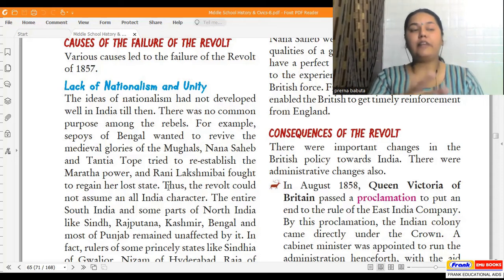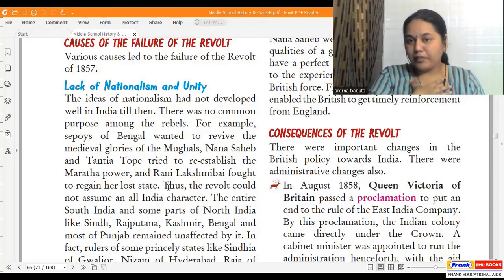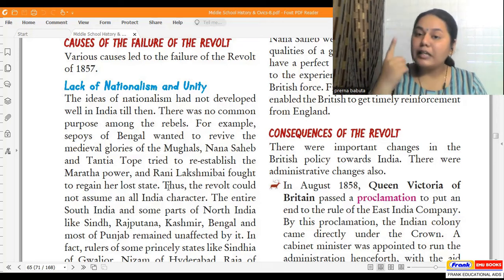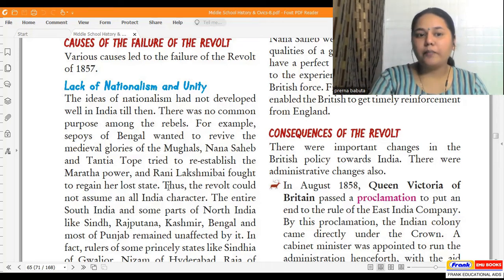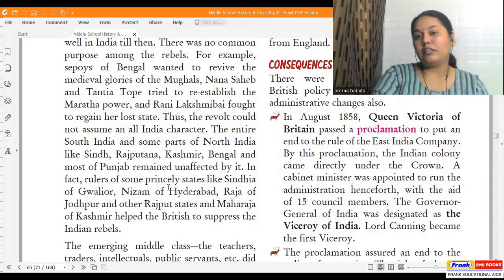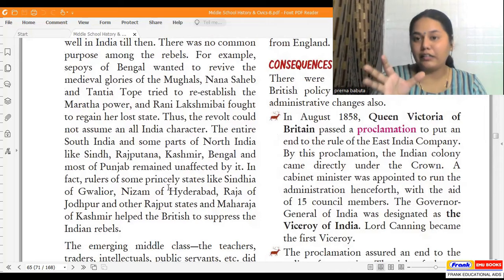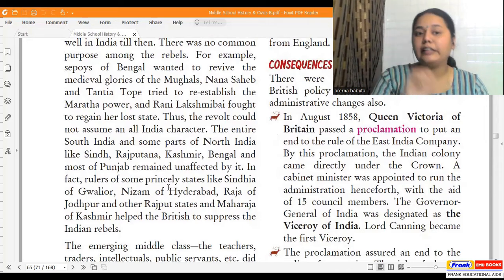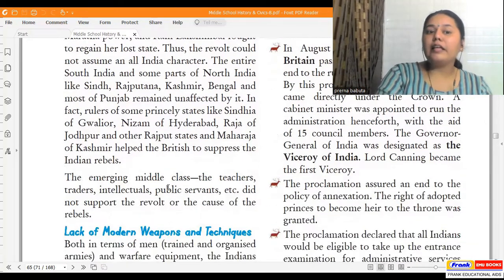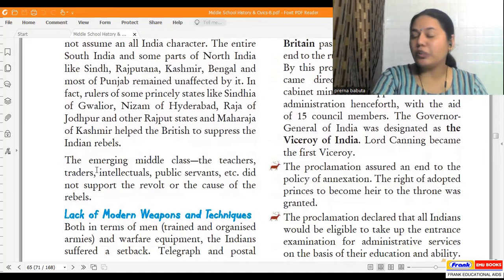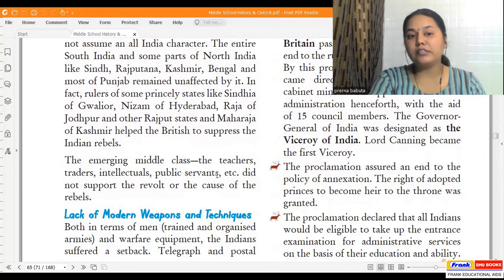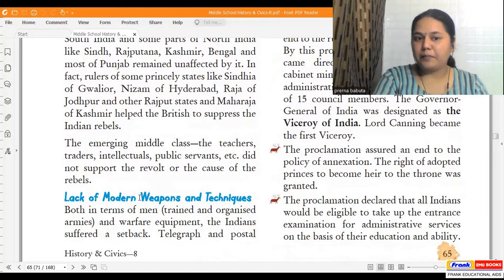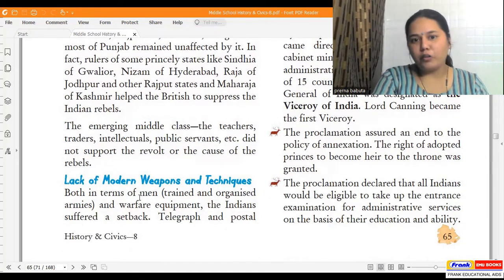My area should be safe or my positions should be safe. There wasn't a single common aim that the people shared. So the revolt could not really assume its true character of a united revolt. Then the emerging middle class, the teachers, traders, intellectuals, public servants, etc., did not support the revolt or the cause of the rebels. Second, of course, lack of modern weapons and techniques.